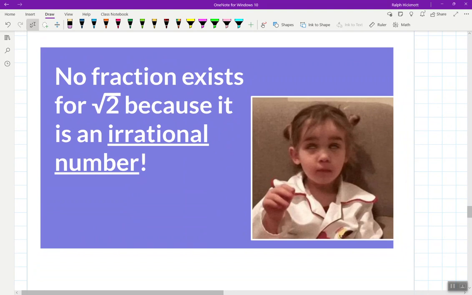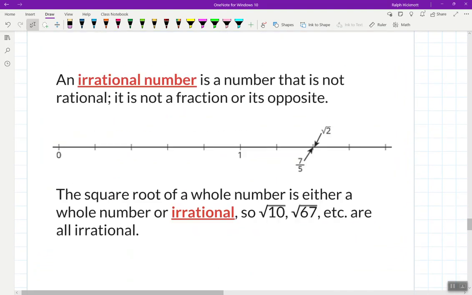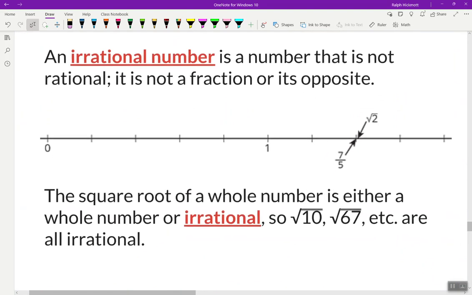So that is how we define an irrational number. You cannot create a fraction from it. Some of the more common ones are non-perfect squares, like square root of 10, square root of 15, anything that is not a perfect square. So going back to that square root of 2, 7/5 was the closest, but you can see on the number line, it is not exactly square root of 2. So therefore, it is still considered irrational.